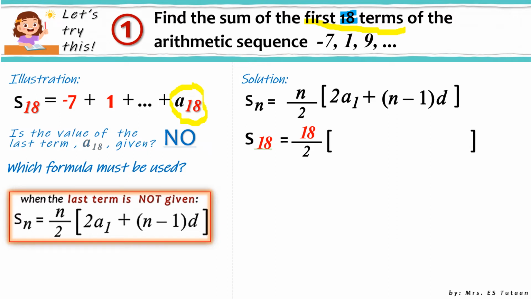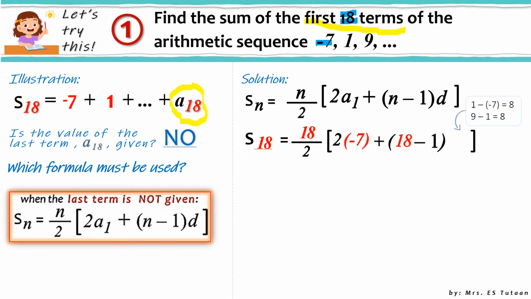The quantity of the sum of, ayan, medyo mahaba. Isa-isahin natin para di tayo malito. So, 2 times a sub 1. Ang ating a sub 1 ay negative 7. Ito ang ating a sub 1. Negative 7 plus, ang n natin ay 18 minus 1 times the common difference.